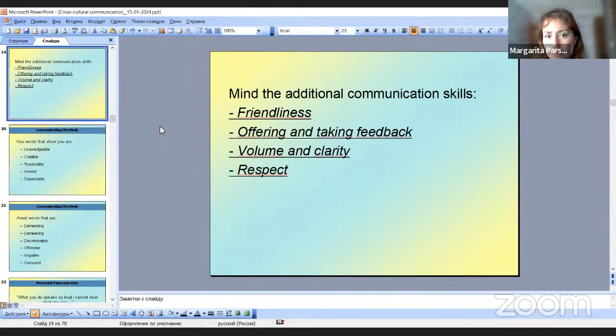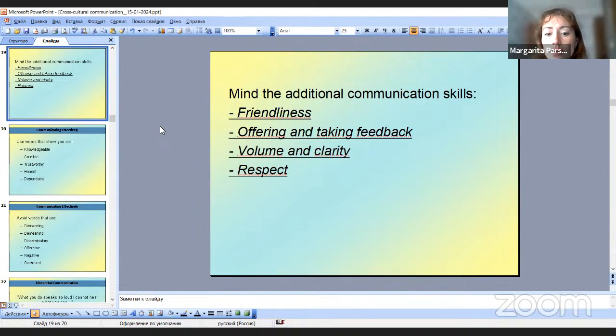The next. Let's think about additional communication skills. If there is something I have not spoken about, you can write in the chat or ask about additional communication skills which I have not shown here.